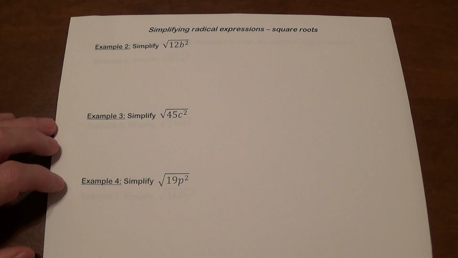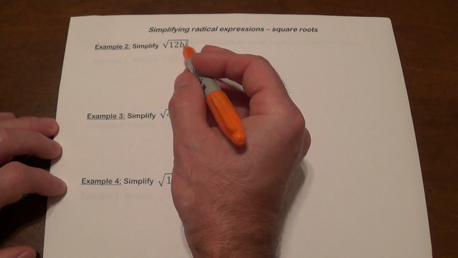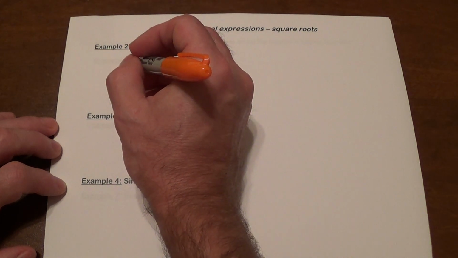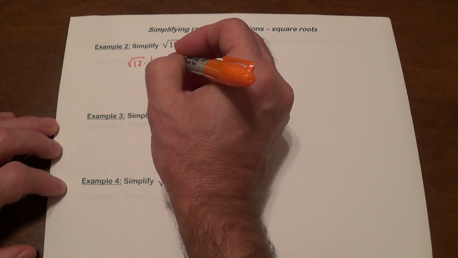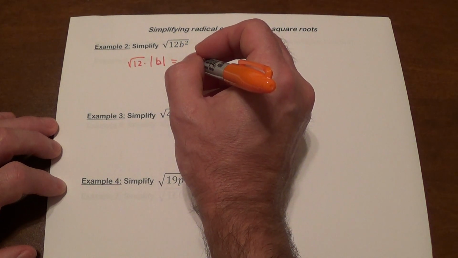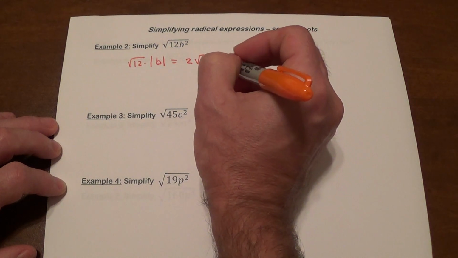Square root of 12b squared. So what do we need to do here? Again, we have b squared. We know that's going to be absolute value of b. And so we're going to have a square root of 12 times the absolute value of b. Square root of 12 can be simplified. I hope you know how to do that. So it's 2 square root of 3 times the absolute value of b.